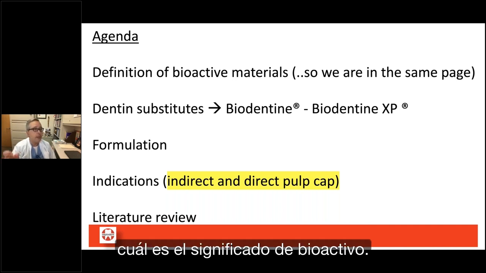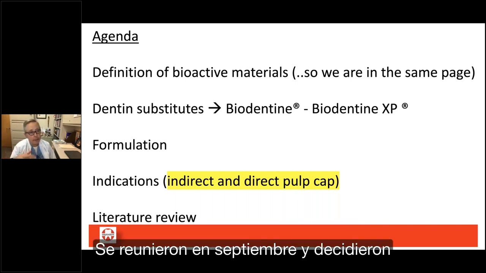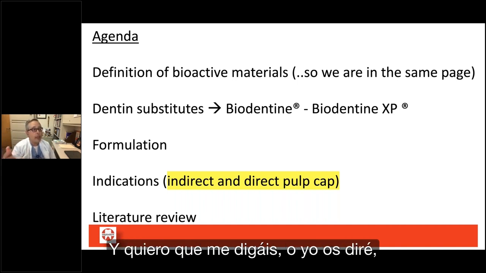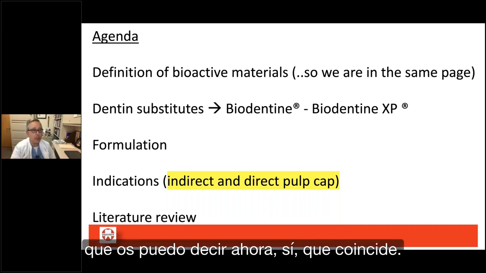So with the term bioactive, we need to be very careful, and we need to really understand what the meaning of bioactive is. The latest definition came about 6 months ago from the International Association of Dentistry. They got together in September and came up with a definition of bioactive. I will tell you if Biodentine matches the definition of bioactive, which I can tell you now: yes, it matches.